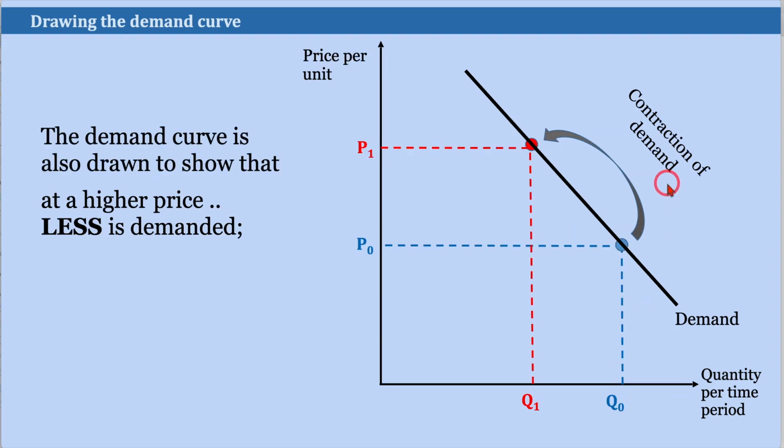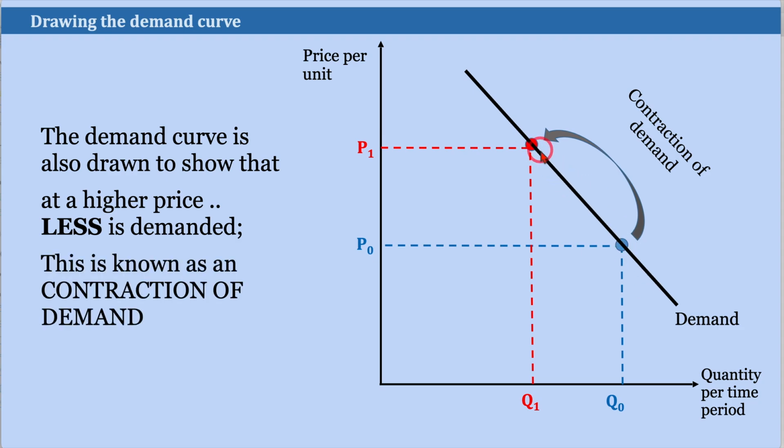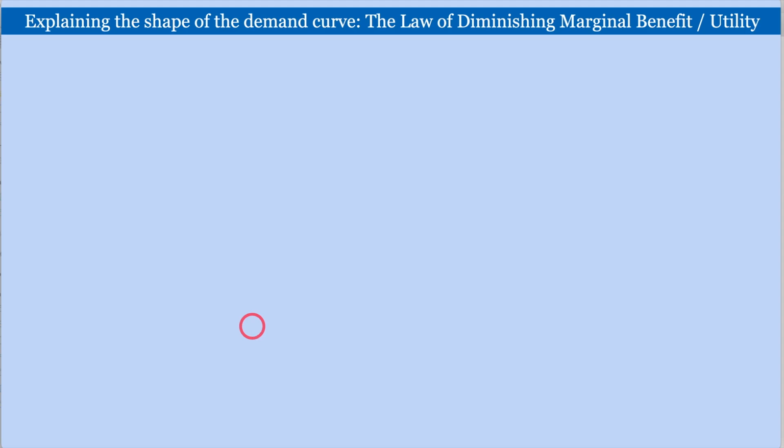Also, you can have a contraction of demand. Okay, in other words, at a higher price, less is demanded. So you'd move from here to here along the demand curve though. And it's known, as I say, as a contraction of demand. Try and use those words, really important. So let's delve a little bit behind this and explain, well, why might that be the case?